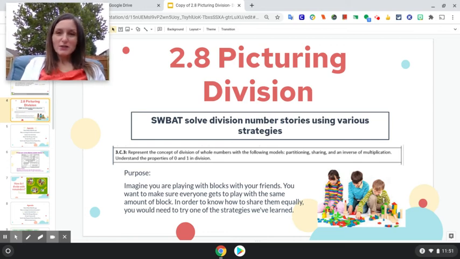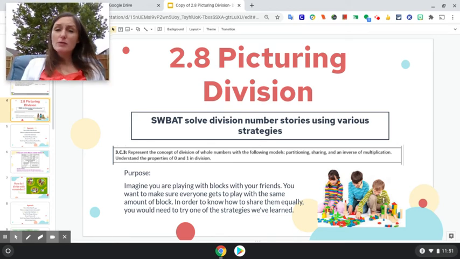All right, so today we're going to be looking at division problems and we're going to be trying to make a picture out of them. This is kind of like what we were working on with multiplication, right? Drawing our equal groups or drawing our arrays. Today we're going to try to see how can we visualize division? How can we draw that out?